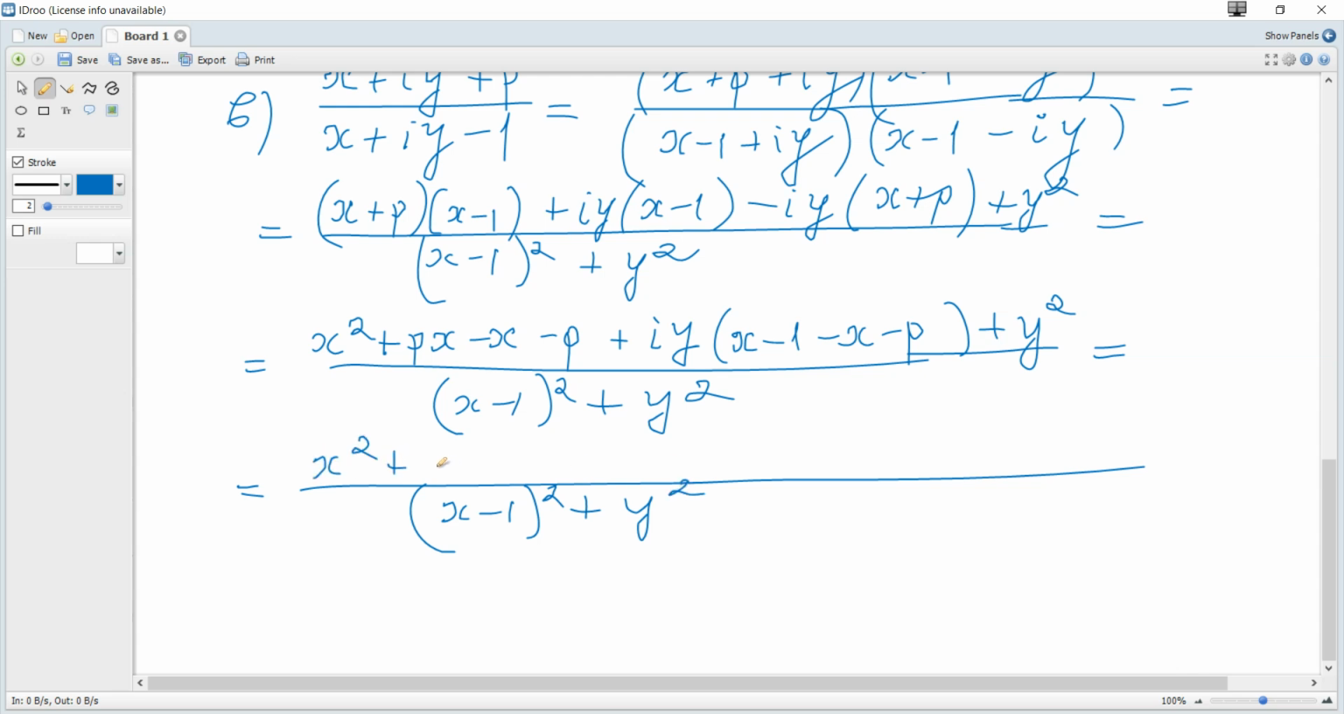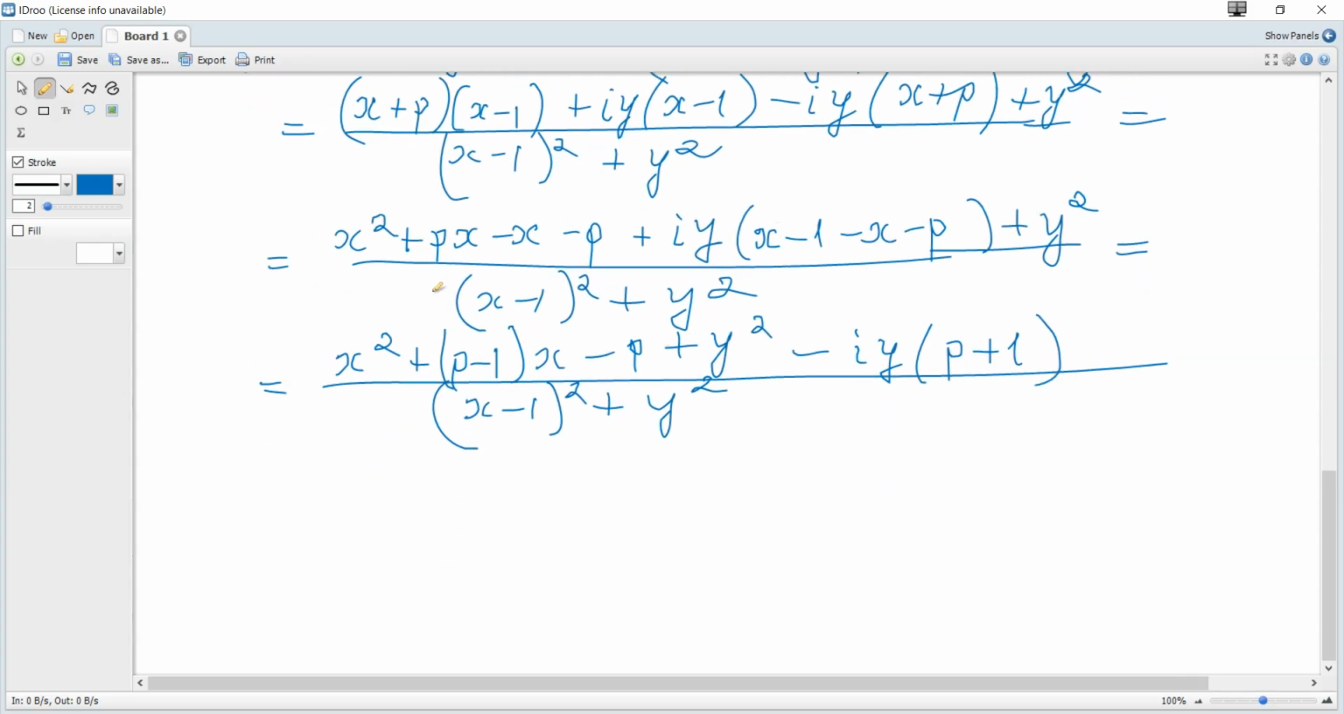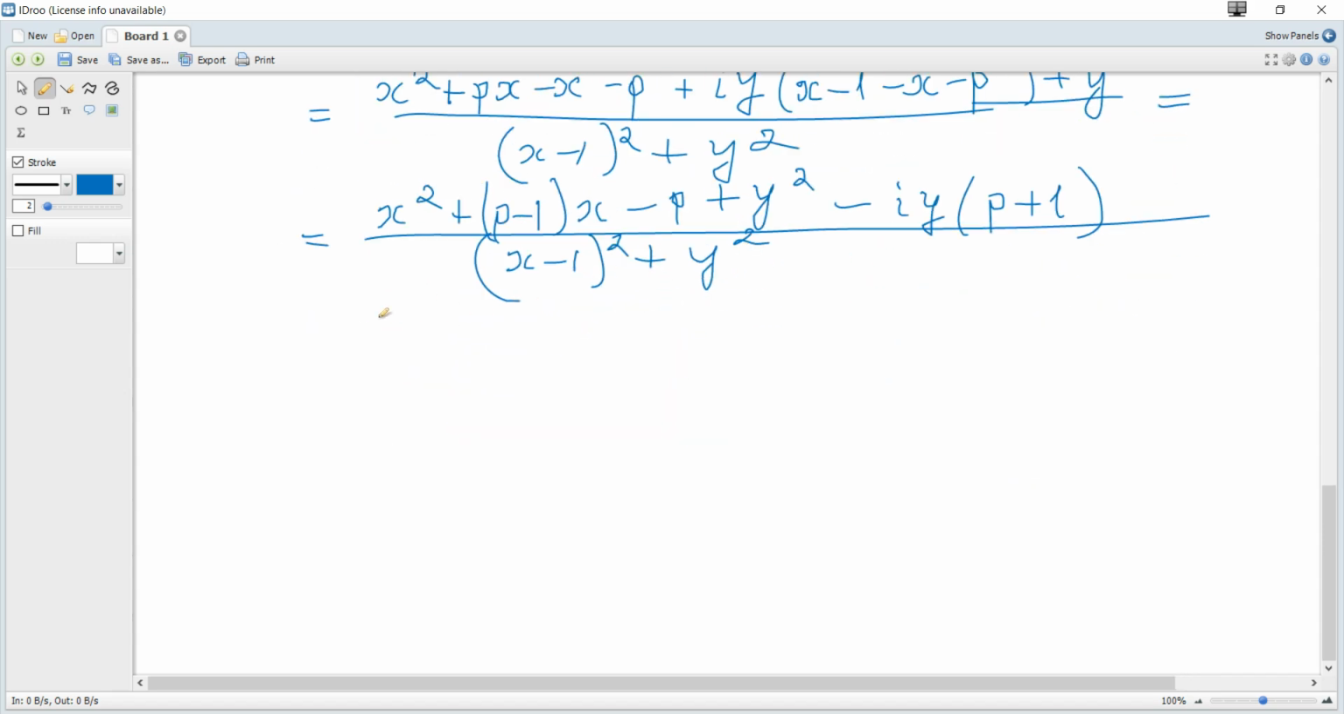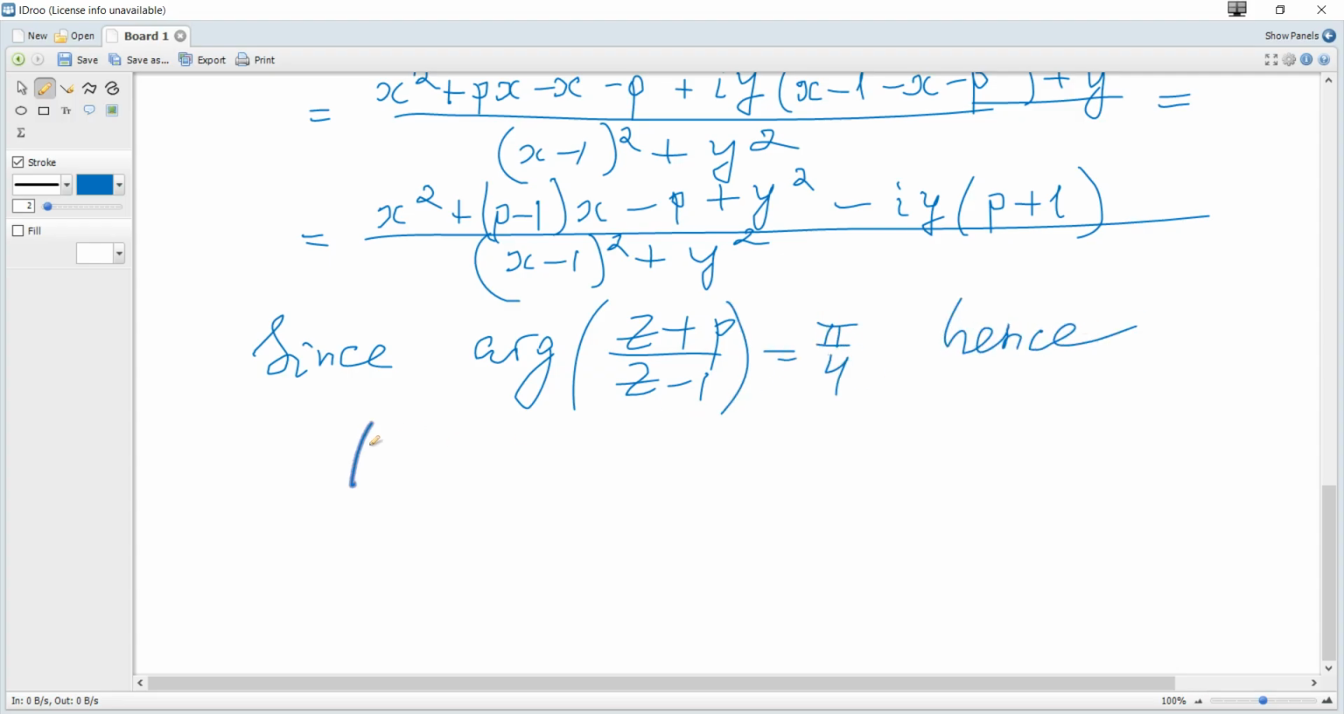And it becomes x squared plus (p minus 1)x minus p plus y squared, and let's factor out minus i here, so it becomes minus iy(p plus 1). And now we can see that it's the real part and it's the imaginary part together with minus. And hence we write that since the argument of (z plus p) over (z minus 1) is pi over 4, the real part of this complex number is equal to the imaginary part of this complex number.